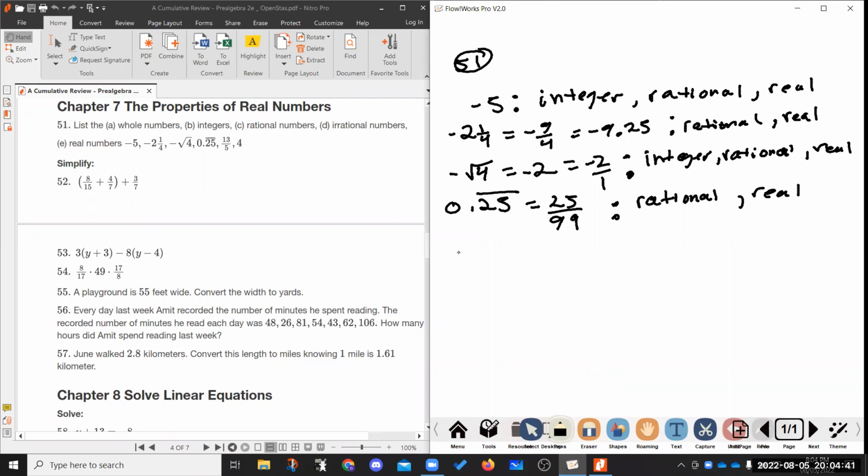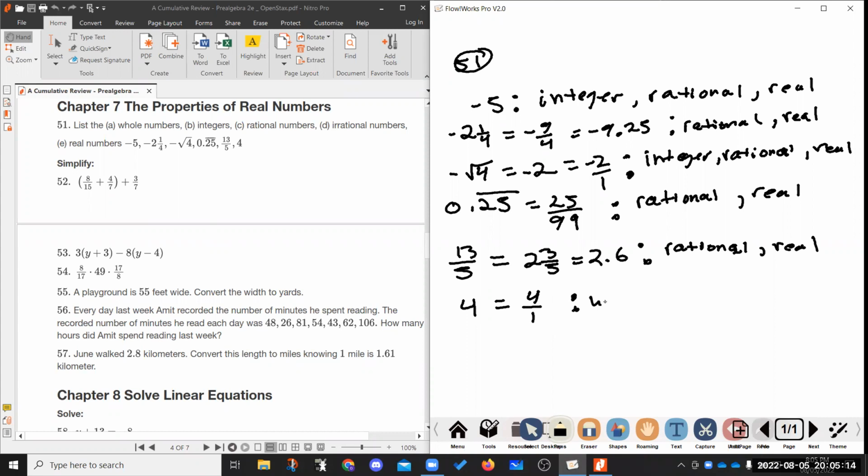And then the last numbers here, we've got 2 more. So we've got 13/5, which is the same thing as 2 3/5, or 2 6/10. That number is not a whole number, not an integer. It's rational, and it's real. Okay. And then the number +4 is the same thing as 4/1. That is a whole number. It is an integer. It is a rational number, and it's a real number.